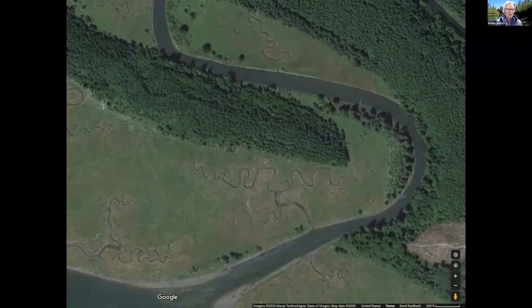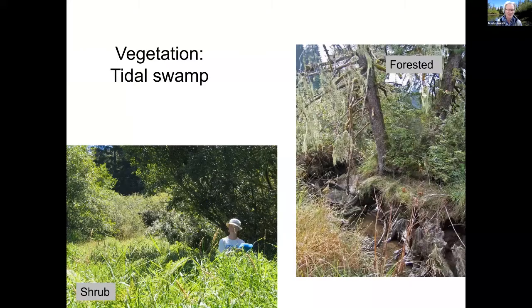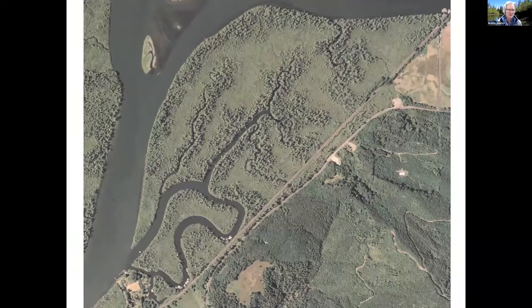Tidal swamp, here's a couple more pictures. The one on the left is a shrub tidal swamp, and on the right, a forested one. And when you see those from the air, they look quite different. There's a lot of texture to the vegetation here. This happens to be up in the Columbia, where there are some of the most extensive tidal swamps. And you can see there's taller trees along the channels here. Those are Sitka spruce. And then there's shorter vegetation, actually happens to be shrub swamp in these middle areas. It's a fascinating environment here.